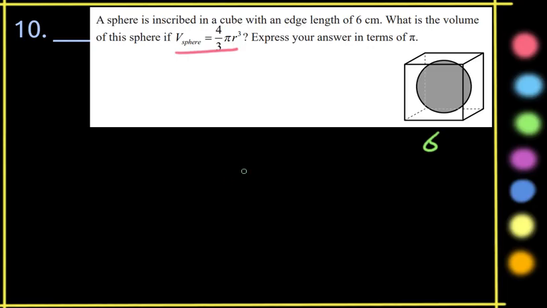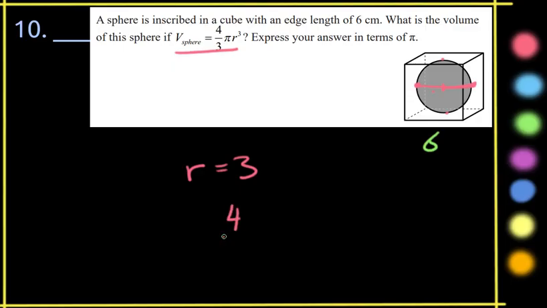All right. So we need to know the radius. Now, when it says it's inscribed in the cube, that means it's touching just at one point on each face, at the center of each face. So what that means is that if you were to draw a diameter of the sphere, it would go from one face of the cube to the opposite face. So that diameter would be 6 in length. That means that the radius is half of that. So the radius is equal to 3, and then we just plug that into our equation.